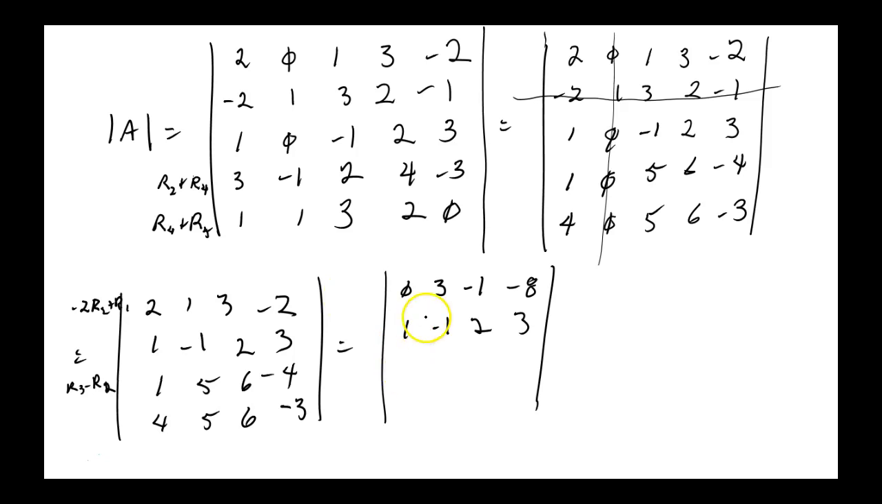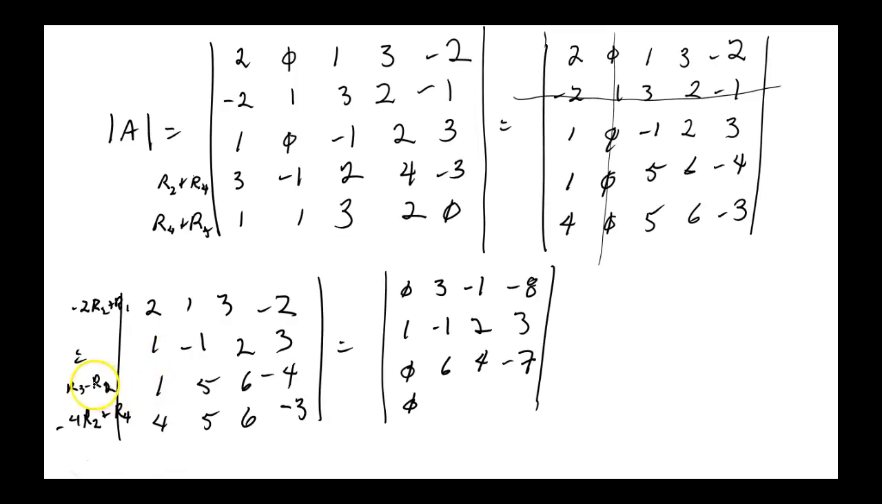So that'll be a 0. That'll be a 6. That will be a 4. And that will be a negative 7. Okay? And then on the last one down here, we'll do minus 4 row 2 plus row 4. Okay? So that'll be a 0. Such a pain in the neck.